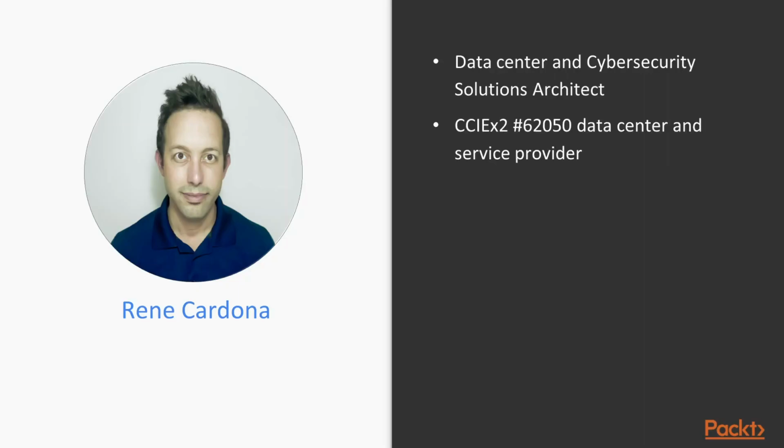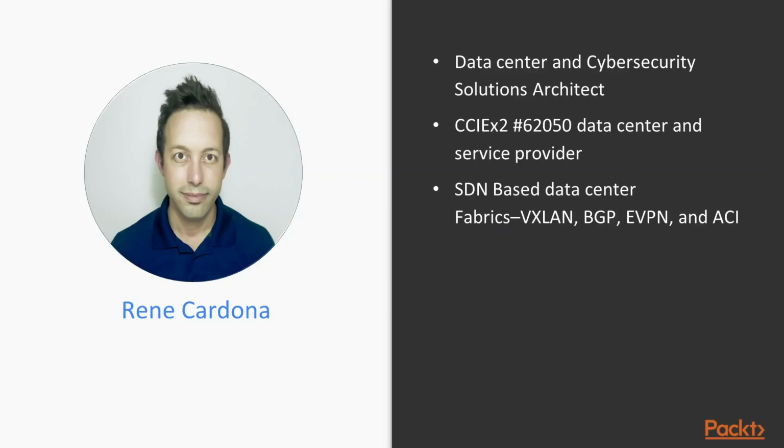Let's start by getting to know me a little bit better. My name is Rene Cardona. I am a data center and cybersecurity solutions architect. I am a dual CCIE in both data center and service provider tracks. I support all SDN-based data center fabrics, such as the VXLAN BGP EVPN fabrics, which is your layer 2 or layer 3 encapsulation, as well as Cisco's Application-Centric Infrastructure.